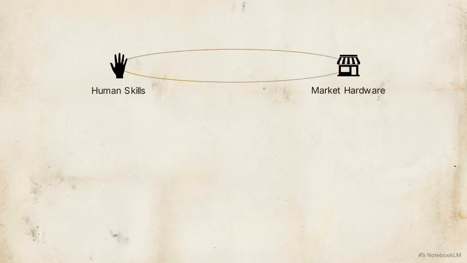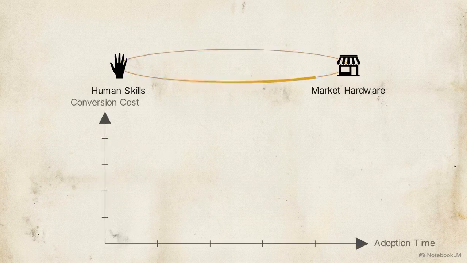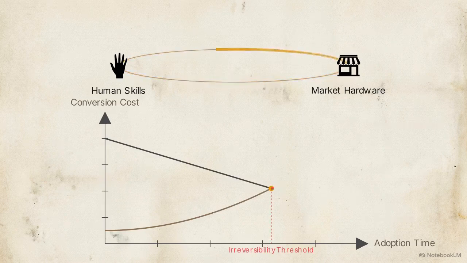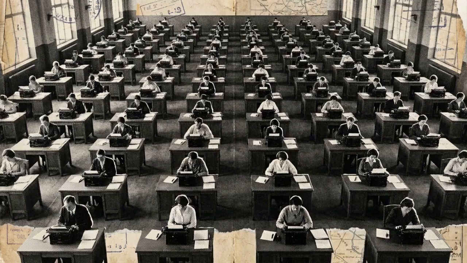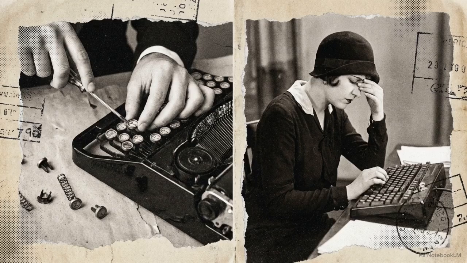Typists learned QWERTY, so businesses bought QWERTY machines. Thus, new typists had to learn QWERTY. Eventually, the market hit irreversibility. Due to sunk costs, retraining human muscle memory became far more expensive than changing the hardware. The market adopted an inefficient standard simply because, in the short term, it was cheaper to adapt the hardware to the habits of the workers than to retrain the workers to use better hardware.